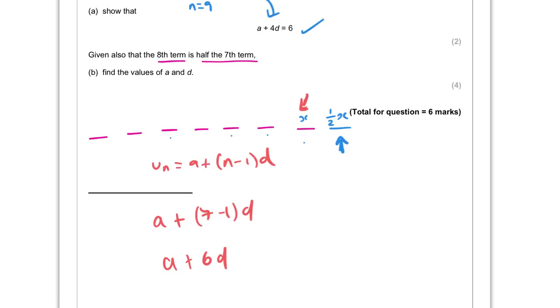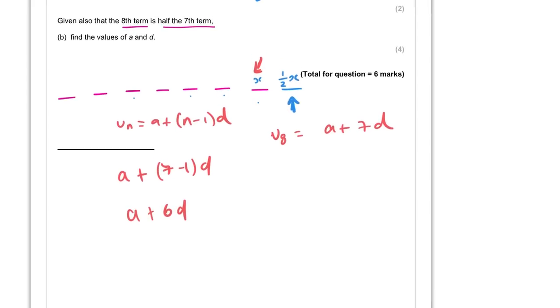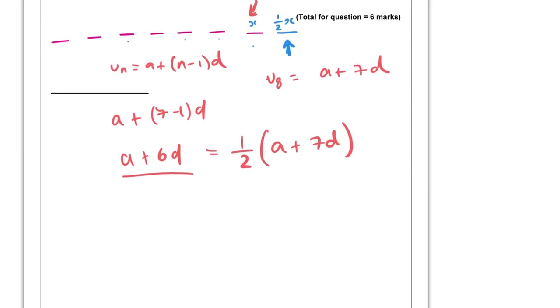But what do we know? That u8 is a plus 7d. So we know that the 8th term equals half of the 7th term. Okay, and this is how we then get this formula. We can rearrange and multiply. So we're going to get 2a plus 12d equals a plus 7d. We're going to get a plus 5d equals 0.